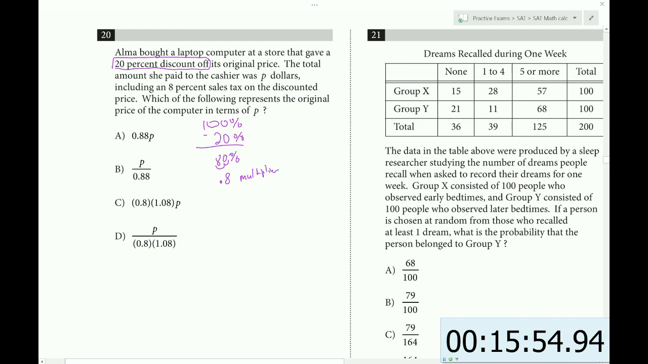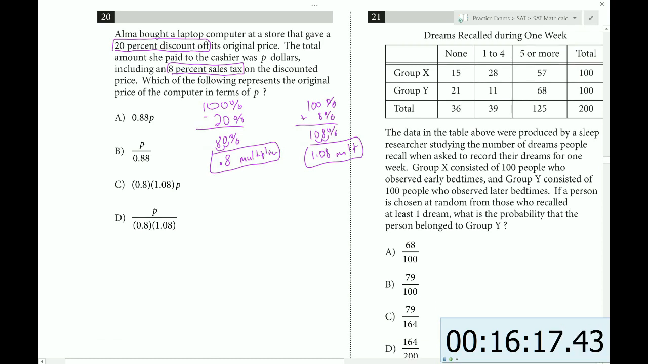Okay. The total amount she paid to the cashier was P dollars, including an 8% sales tax. So that is an 8% increase, so it's quite the opposite. Instead of subtracting, we would add 8%. We get 108%. We move the decimal twice to the left. We get 1.08 as our second multiplier. This is for the tax. This is for the discount. Okay. Which of the following represents the original price?